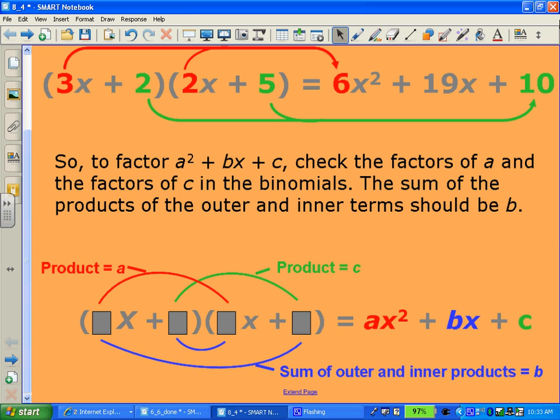Now the way that your book teaches this is a trial and error sort of system, where we would list the factors of A and the factors of C, and then try to figure out what combinations work. That gets us there, but honestly it's kind of confusing, and I learned a trick a couple of years ago that makes this process really easy, and so I'm going to teach you that trick, and hopefully it will make sense to you.